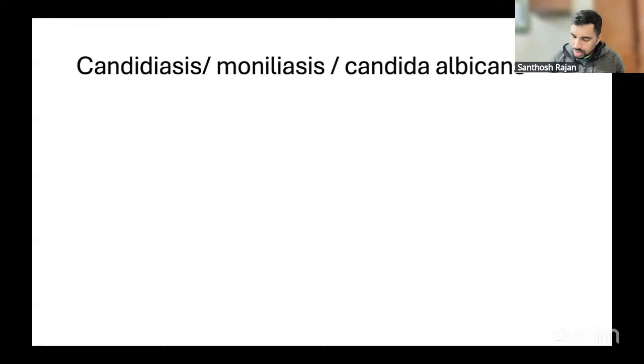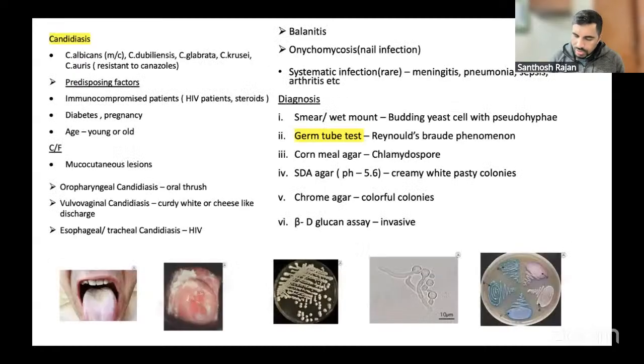Next question. Everything is given here. You can go through Candida, everything I've explained, so nothing more to say. These are the pictures of your SDA agar, Sabouraud dextrose agar. This is your germ tube test. This is a chrome agar, and this is your vaginal candidiasis. This is your oral thrush. That's all. Next one.